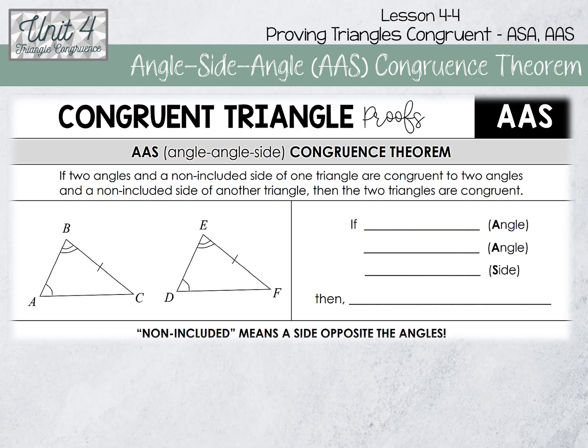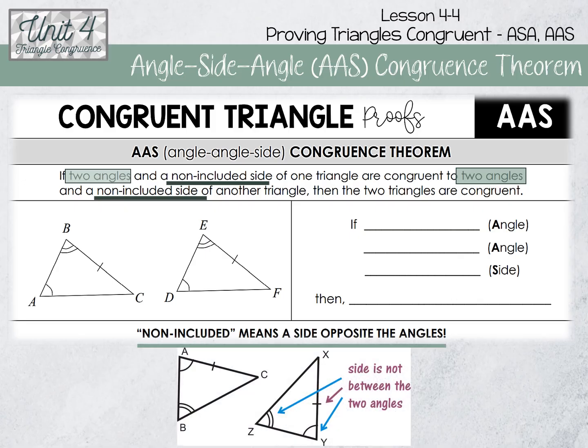Congruent triangle proofs, again, different method. Angle, angle, side. So two sets of angles again, sides not in between. If two angles and the non-included side of one triangle are congruent to two angles and a non-included side of another triangle, then the two triangles are congruent. Non-included means it's not between the angles. There's a little diagram to show you, but we also have it there in our layout to explain the theorem.